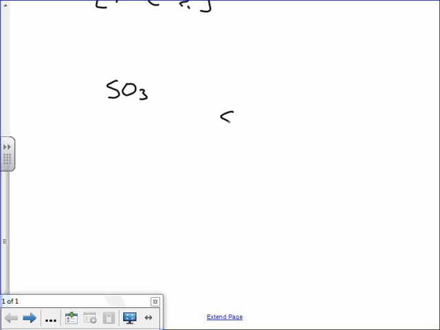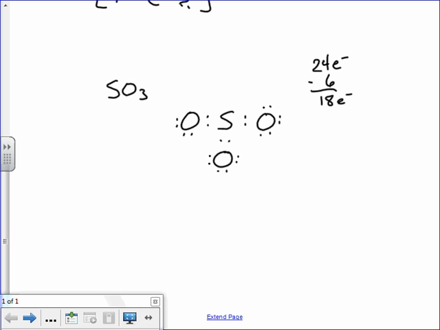So when you set this up, you've got sulfur and 3 oxygens. That's a total of 24 valence electrons that we're dealing with here. 2, 3, 4, 5, 6 of those go in the middle. That leaves us with 18. Okay? 1, 2, 3, 4, 5, 6, 7, 8, 9, 10, 11, 12, 13, 14, 15, 16, 17, 18.